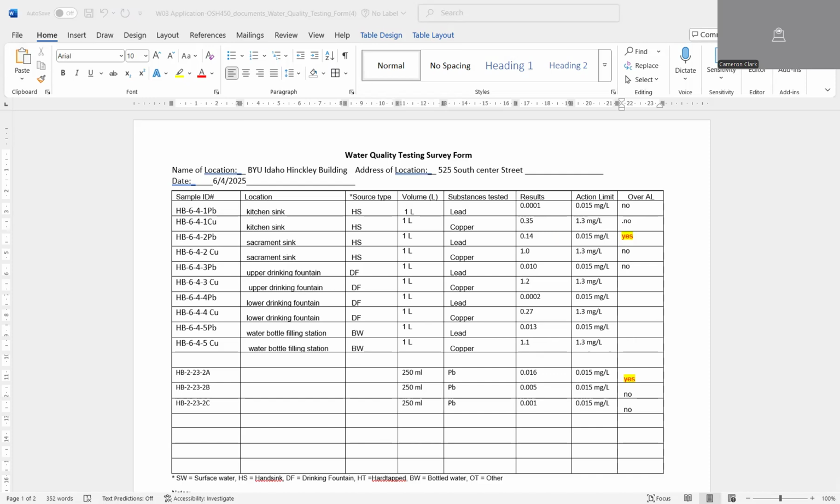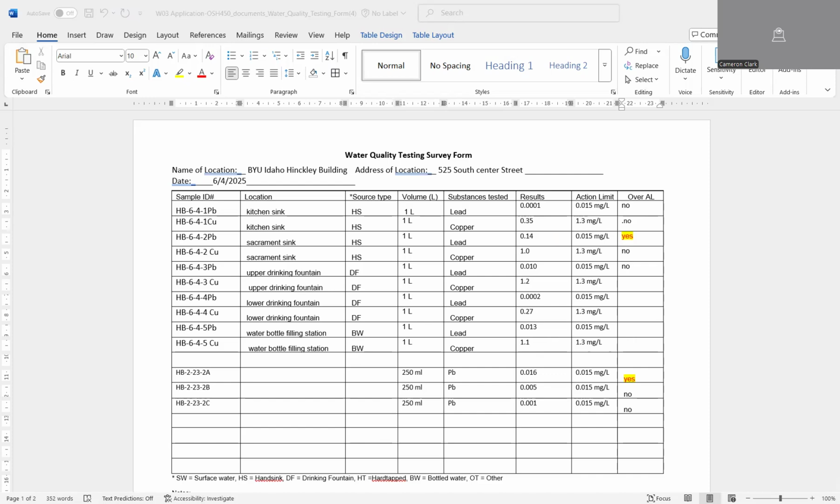Let's see what else. Then you got your conclusions and your recommendations. Make sure to include all of that. And then in your appendices, you'll want to include all the things that we just used, like your sampling form, your chain of custody, follow-up chain of custody, and the follow-up results.